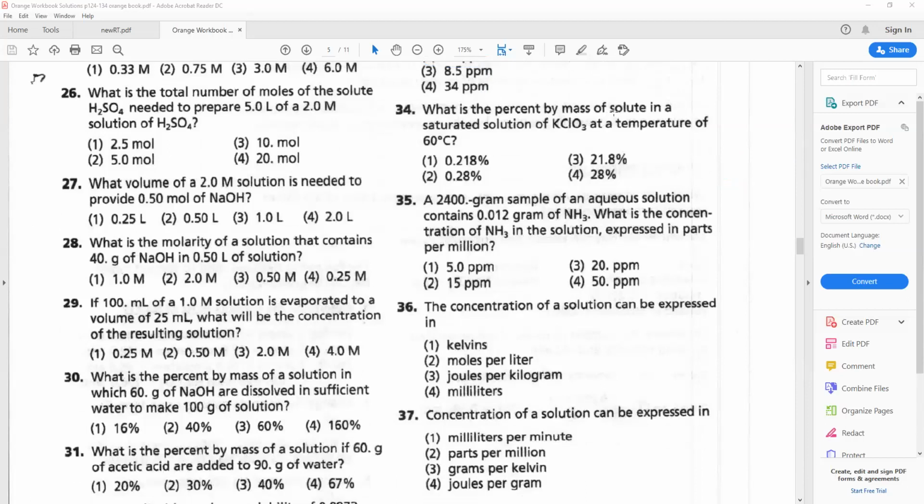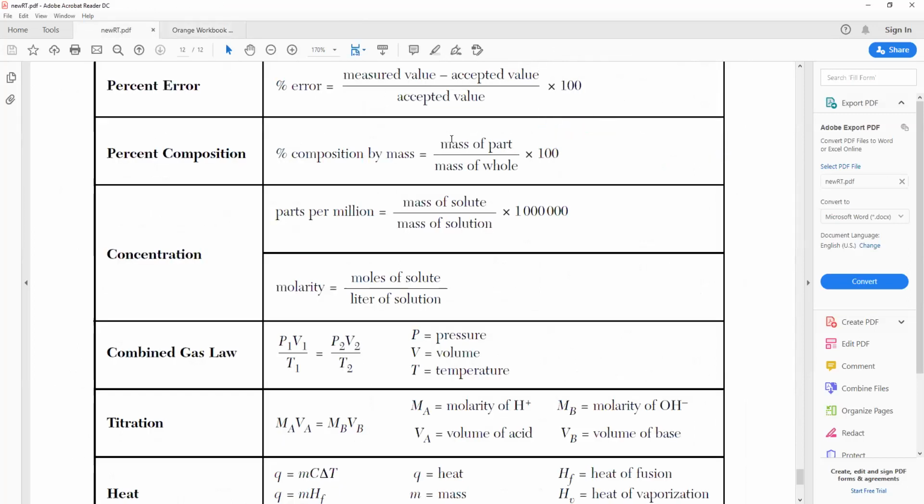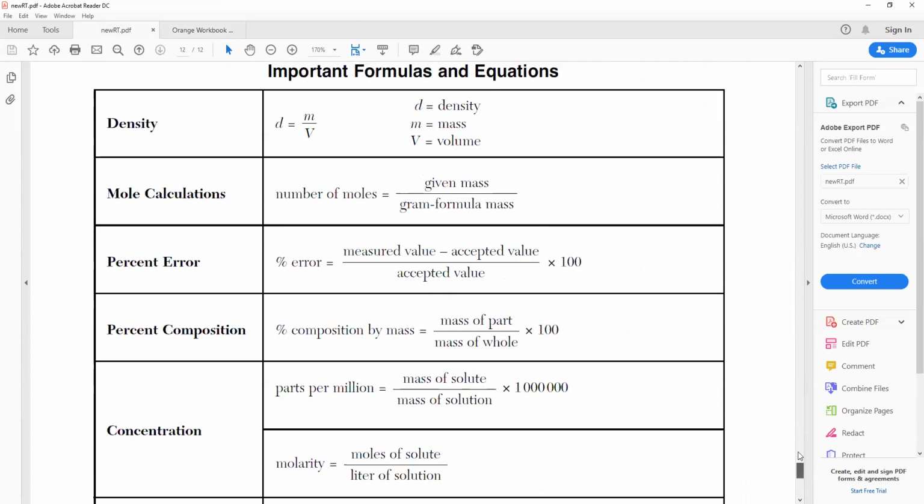Number 34, what is the percent by mass? We're going to do again percent by mass, so part over whole times 100. For KClO3, you're going to see they didn't give us any numbers, but they told us it's saturated at 60 degrees Celsius. So in order for us to have a saturated solution, we know how many grams are dissolved by going to table G.